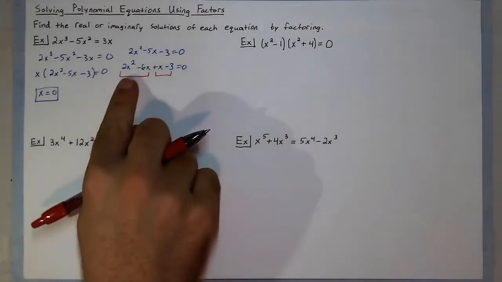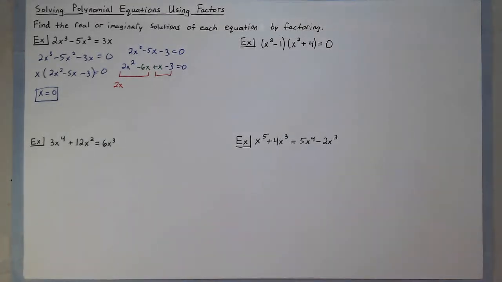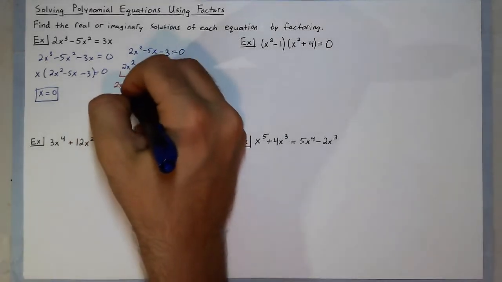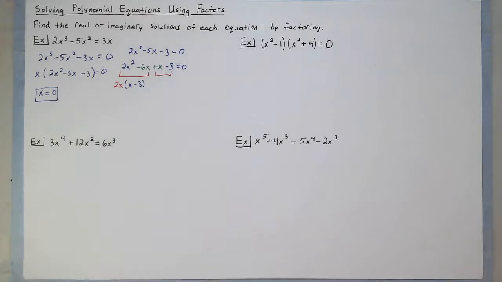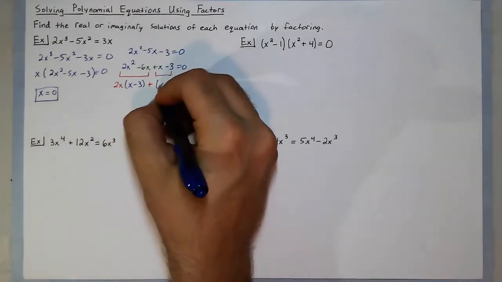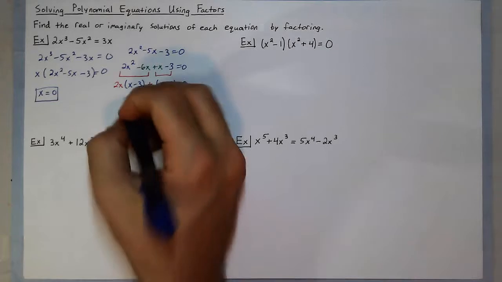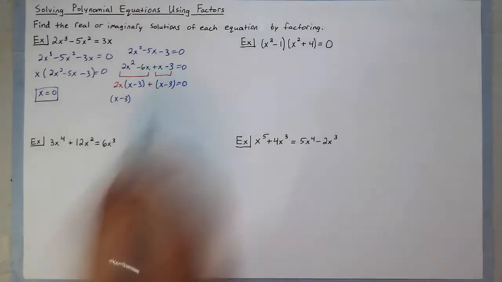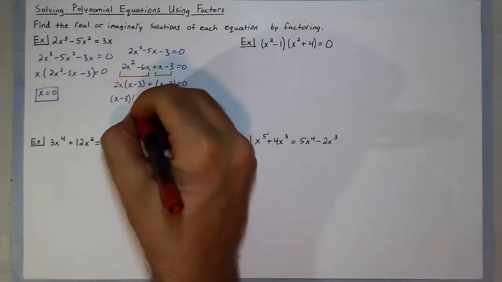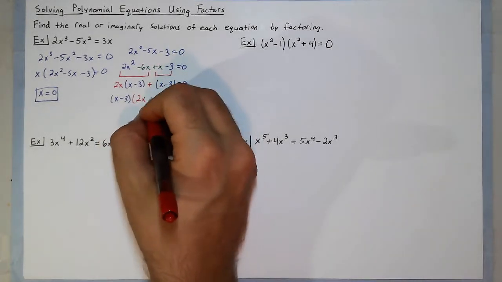The first group has a 2x in common, so I can factor out a 2x. When I do so, I'll be left with x minus 3. The second group doesn't have any common factors, so I'll just keep it the same, and it's left as x minus 3. So the common factor is x minus 3, so I can factor that out. When I factor it out, I'm left with 2x plus an understood 1.